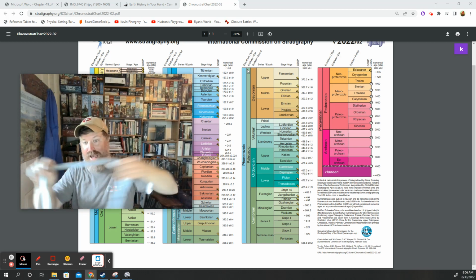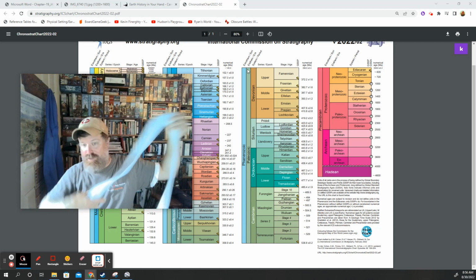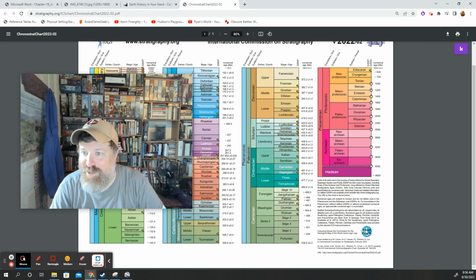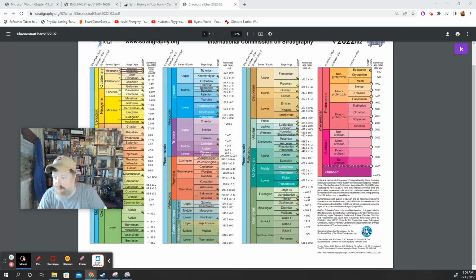So we've got a lot of time that passes before we get up, I'm just gonna get rid of this, before we get up to Paleozoic, Mesozoic, and Cenozoic eras. Now, this chart is not trying to lie. It says it right over here, that the Earth formed 4,600 million years ago. And this Precambrian time then goes up to about 538 or so. There's 88% of Earth's history.